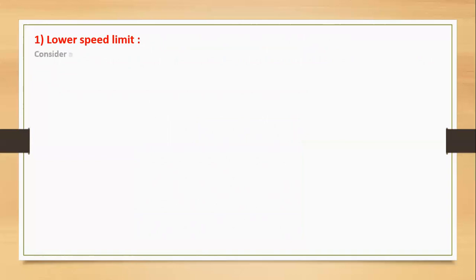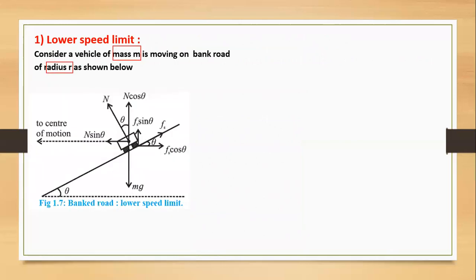It's the minimum speed limit. How much minimum speed we have to maintain to negotiate the curve, this we have to learn. Now again we consider a vehicle of mass M moving on a banked curve road of radius R. Okay. Now let us show the diagram here. So this is the diagram. It's basically the component diagram. Now, this is the vehicle.